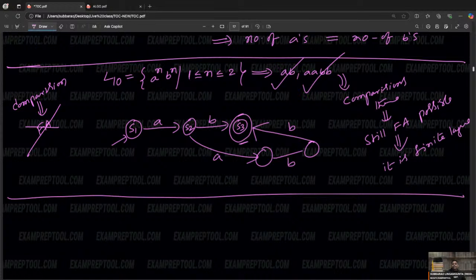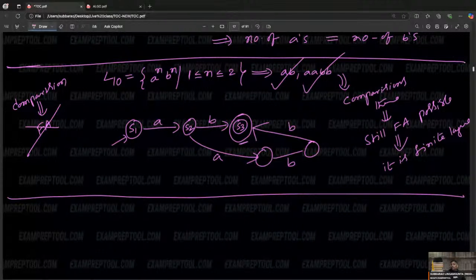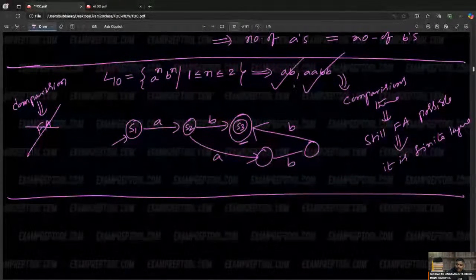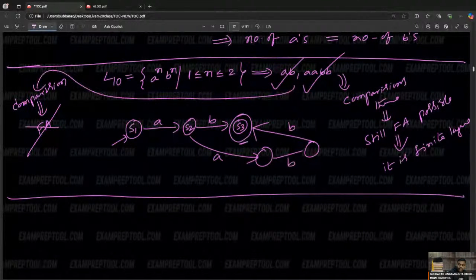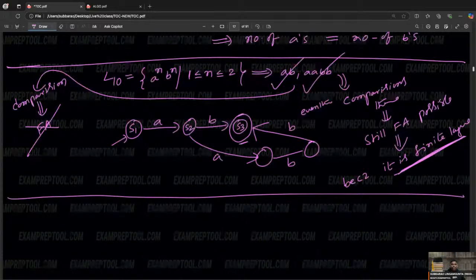Thank you so much for asking. In L10, if you observe clearly, you have to compare the number of A's and number of B's. Whenever you say comparison, finite automata cannot be possible. Even though comparison is there, finite automata is still possible because it is a finite language. It's a very, very important point. Anyhow, it will come. Someone asked me now, that is the reason I clarified.